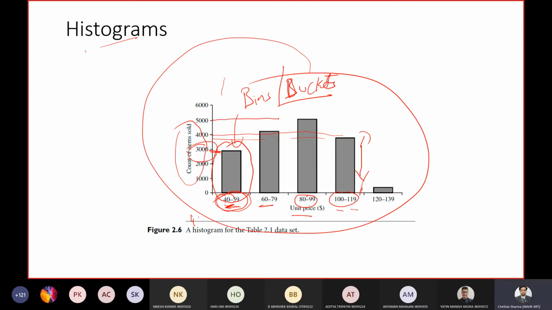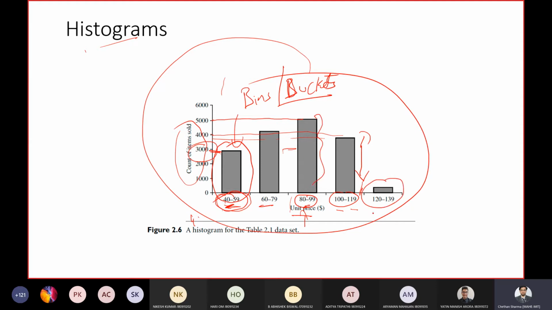See, for example, 5,000 items were sold whose price is between $80 to $99. So maybe based on this data, you can see which items to avoid or which items you need not keep more, and which items you need to keep more in your store so that your overall business is not badly affected. Customers will tend to buy more within this range, so you'll keep items within this range more.